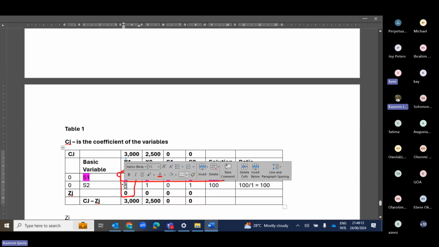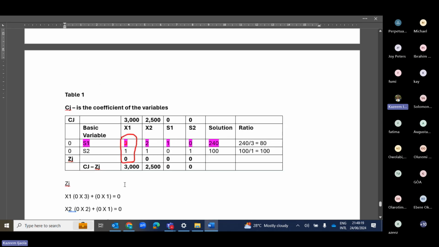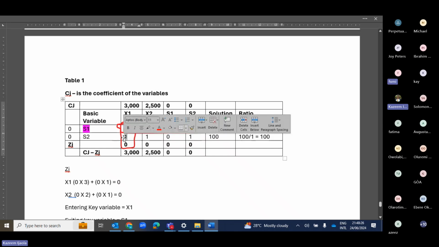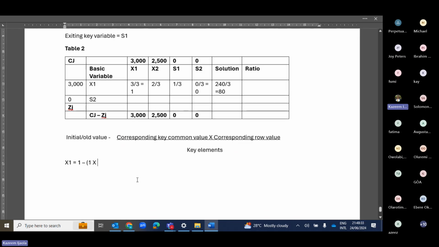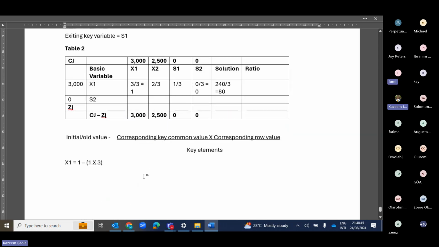So it's still going to be 1, right? 1 multiplied by the corresponding key row value. The row value is what is on top of this 1, which is 3. So you multiply it by 3. Then you divide it by your key element. What is the key element? That is the point of intersection, which is 3 also. So divided by 3.